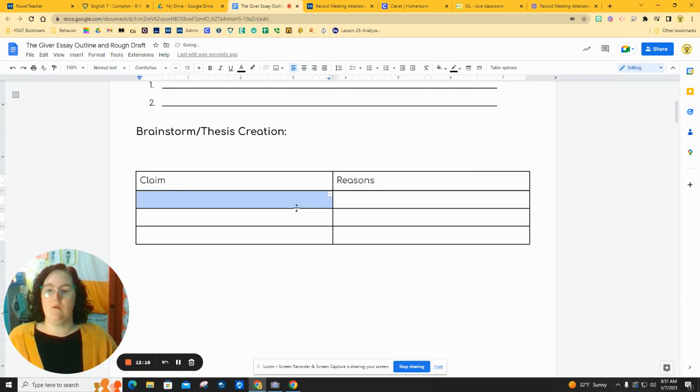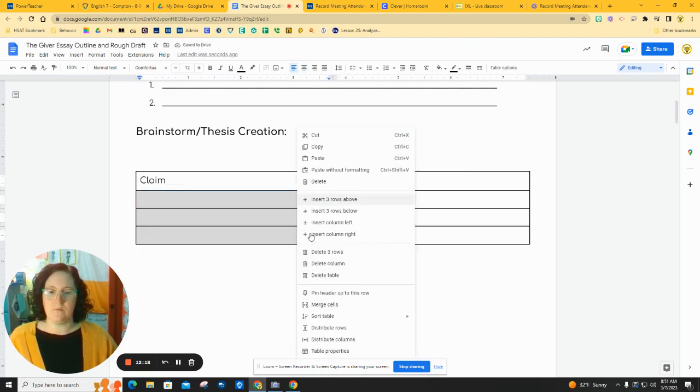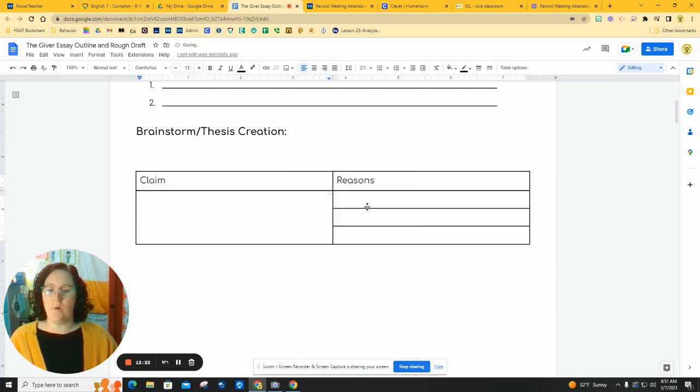If you don't remember, the reason why we have three reasons is because we have three body paragraphs. So we have one reason for each body paragraph. That way, when we go to write, it's very simple. We just take one reason and each reason has its own body paragraph. Boom, boom, boom. I will try to use my paper again because I feel like that helps me when I do my outline.